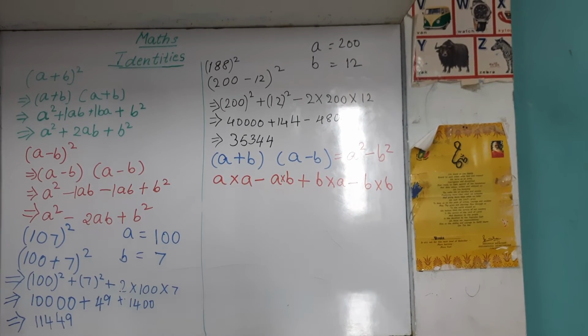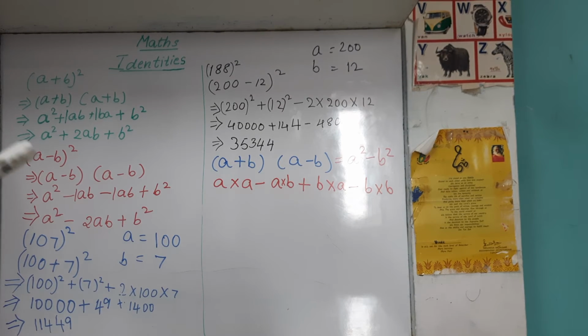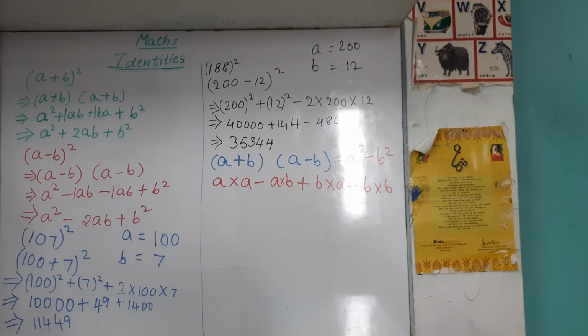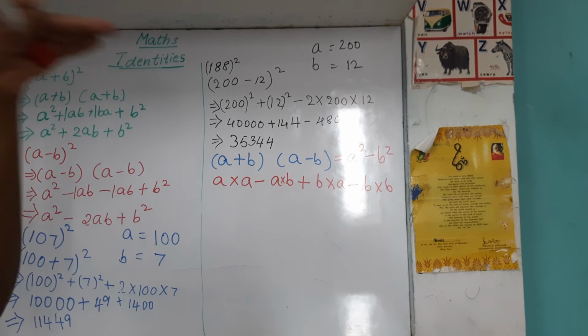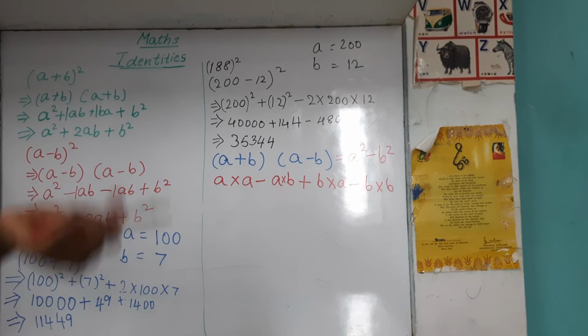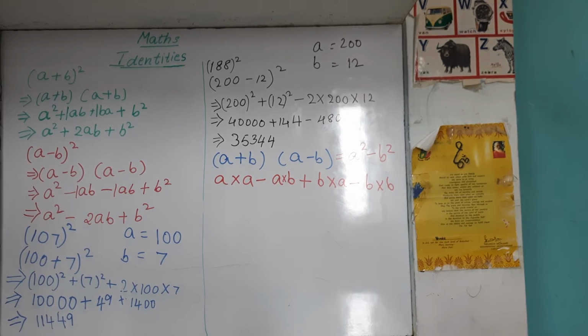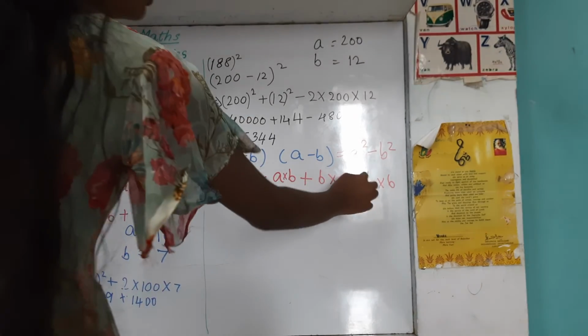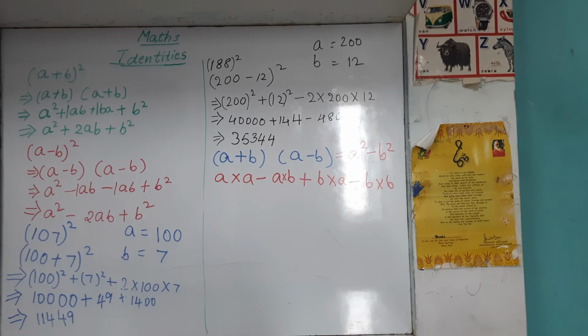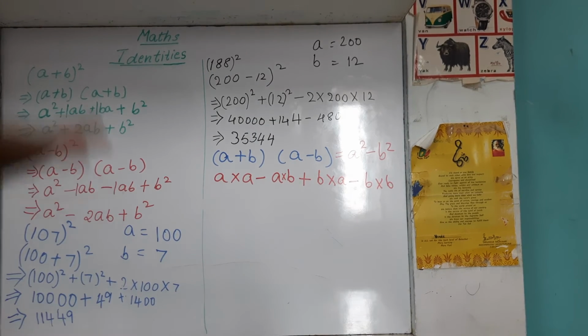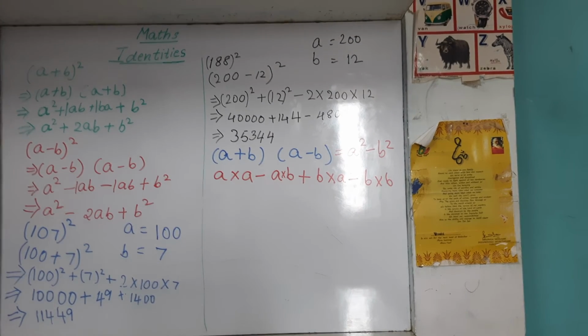Let me tell you all the 4 rules. Minus into minus is plus. Plus into plus is plus. Minus into plus is minus. Plus into minus is minus only. So use only these 4 things that you have to derive. Otherwise you will get confused about where to use minus and where to use plus. So just remember these 4 things and continue.